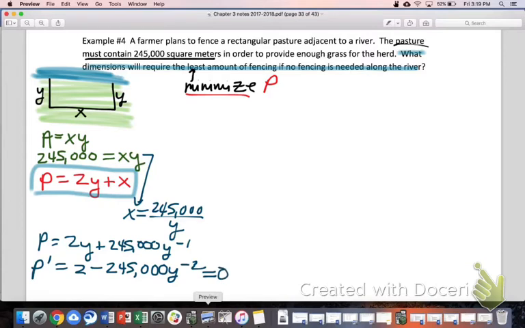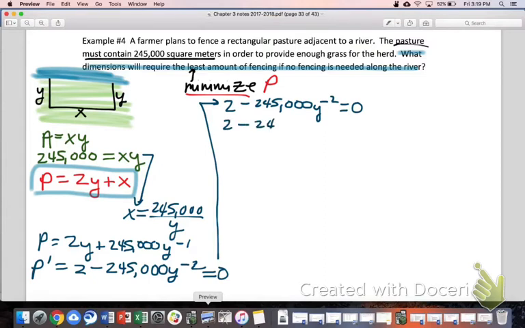We're going to have to do a little bit of algebra to get to where we need to go. So here we go. 2 minus 245,000 times y to the negative 2 equals 0. I've got to deal with that y to the negative 2. And sometimes people will maybe flip this down, something like that. At some point here, you're just going to have to multiply through by y squared. So maybe we do that now. That'll make it 2y squared minus 245,000 equals 0.